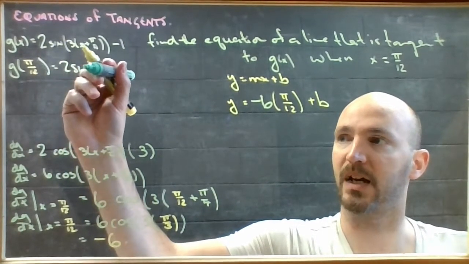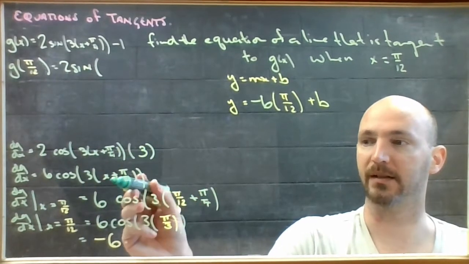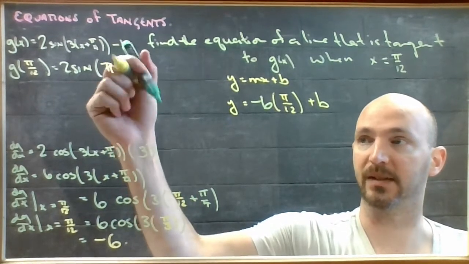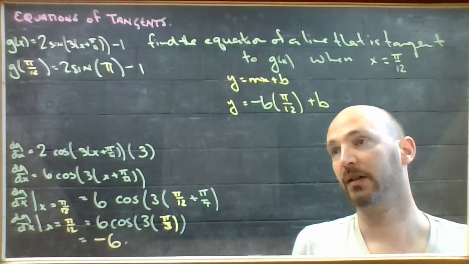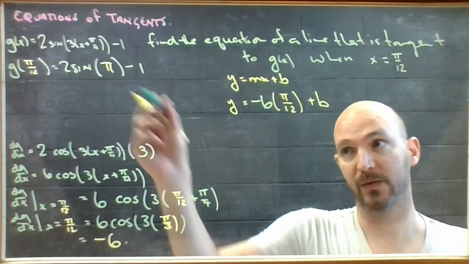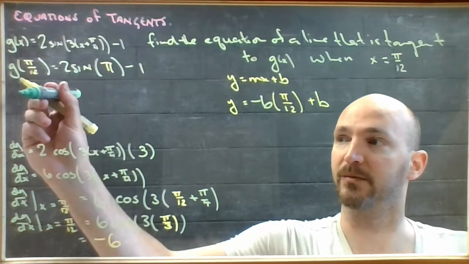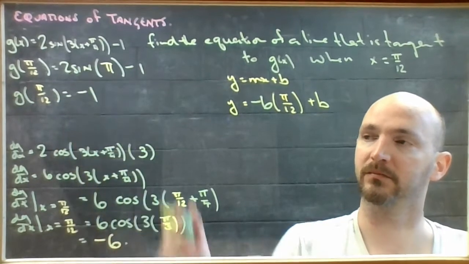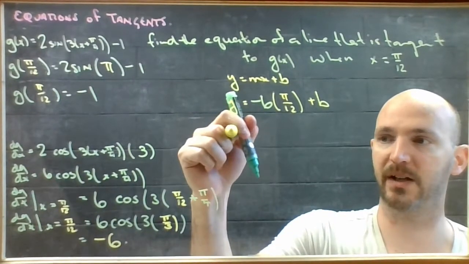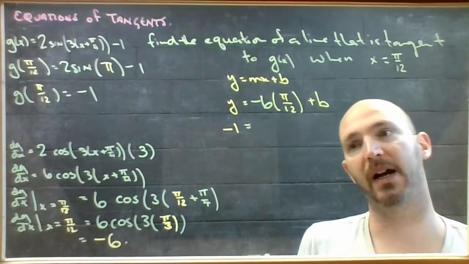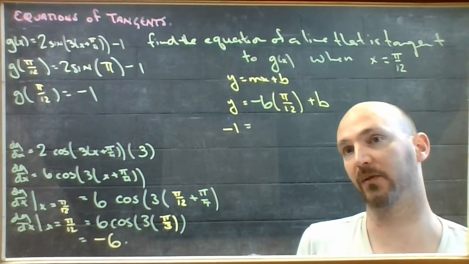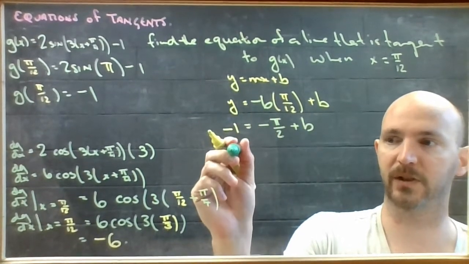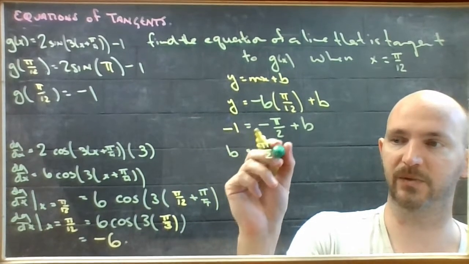equals 2 sine of, now I already worked out that pi over 12 plus pi over 4 times 3 gave me pi. That's what that's worth. Sine of pi is 0. 2 times 0 is 0. 0 minus 1 is negative 1. Alright, so if the y value is negative 1, 6 times pi over 12 would be negative 6 pi over 12, which is the same as negative pi over 2. Kick this over. B is pi over 2, subtract 1.